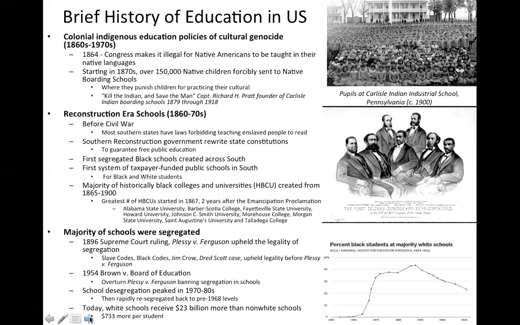And this really picked up in the mid 1800s. In 1864, Congress makes it illegal for Native Americans to be taught in their native languages. In the 1870s, they start building these boarding schools. Some of the first ones were the Carlisle boarding schools, where they essentially kidnapped Native children and sent them to these schools to be basically brainwashed into European culture, where they were punished for practicing their culture. They would be whipped if they spoke in their native language.